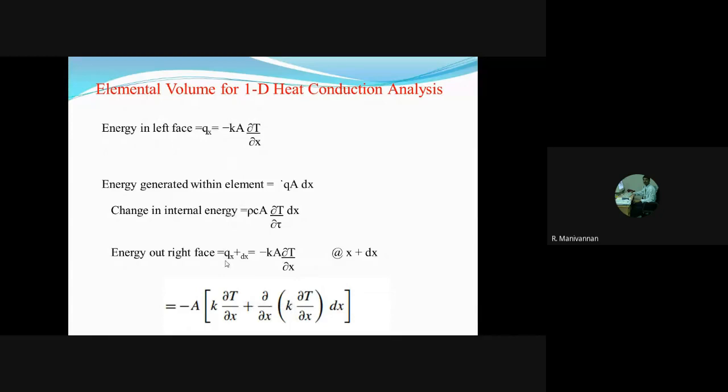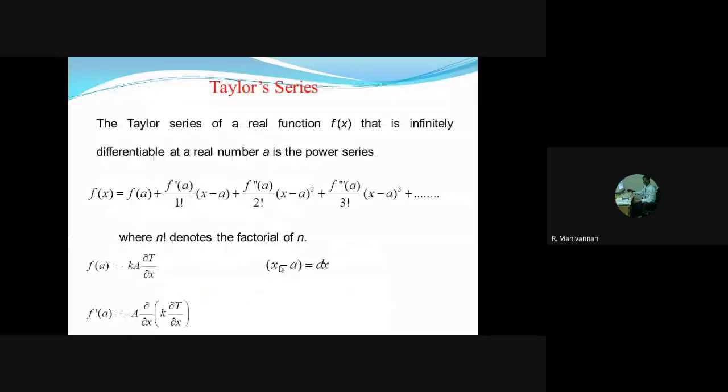Now we want to plug all these equations into the general energy balance. Substituting, it will be: minus kA ∂T/∂x plus q dot into A into dx, equals A into ρc ∂T/∂τ into dx, minus A into k ∂T/∂x plus ∂/∂x of (k ∂T/∂x) into dx.